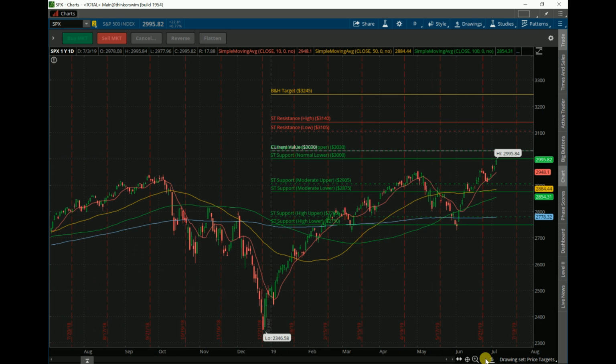Let me zoom back out actually. Okay, so for buy and hold, the current value of the index is right where this white line is, where it says current value 3030. That's based only on trailing earnings. That's where I think the index could be valued in a zero growth environment.